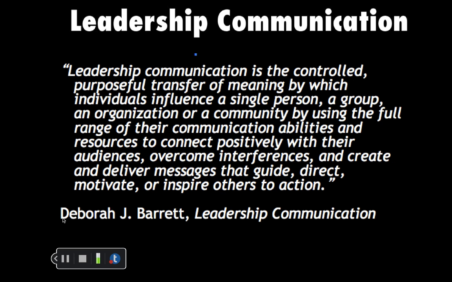But also, let's look specifically at leadership communication, and this came from Deborah Barrett, and she said leadership communication is the controlled, purposeful transfer of meaning by which individuals influence a single person, a group, an organization, or a community by using the full range of their communication abilities and resources to connect positively with their audiences, overcoming interferences, and create and deliver messages that guide, direct, motivate, or inspire others to action. And since this is a leadership course and it's a communication course, we're going to be focusing a lot throughout this term on leadership communication.